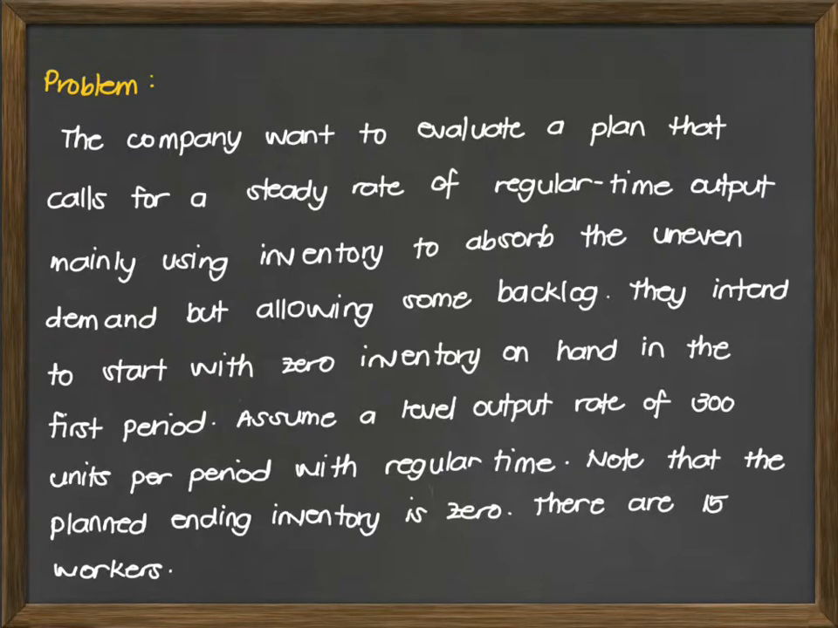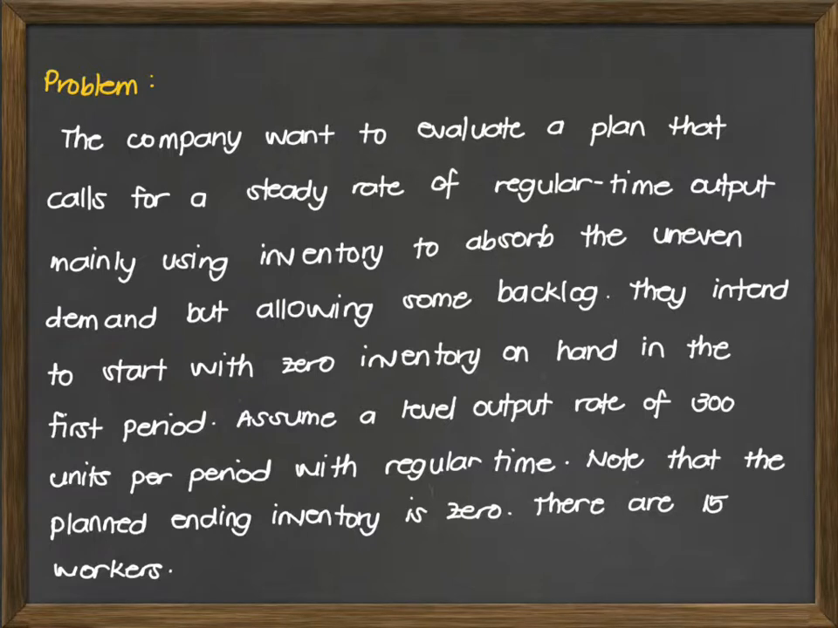Now, in this example, so sinabi that they will be using a steady rate of regular time output, which means this is using a level strategy. Now, they want to start with 0 inventory, and then yung ending inventory is also 0. So, for our level output rate, so we have 300 units per period.